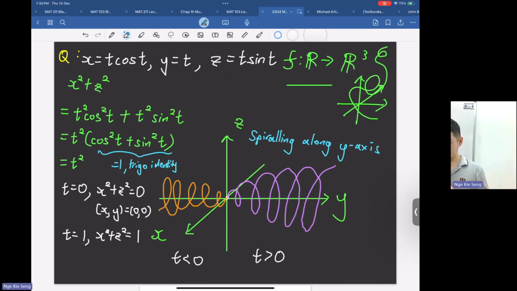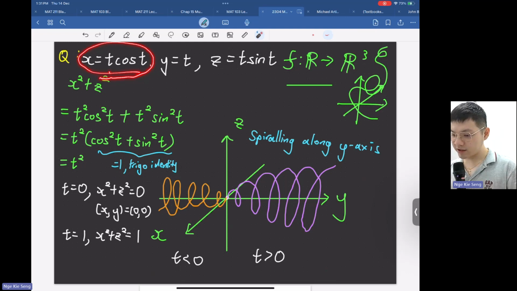This one is very interesting actually. I think this is a textbook question. Yeah, this is a textbook question here. The parametric equation is x equals t cos t, y equals t, and z equals t sin t.